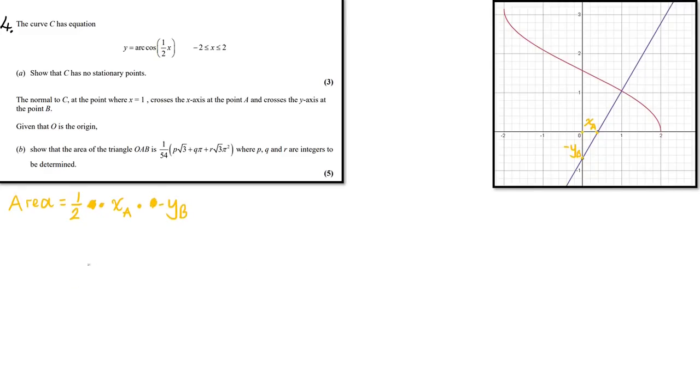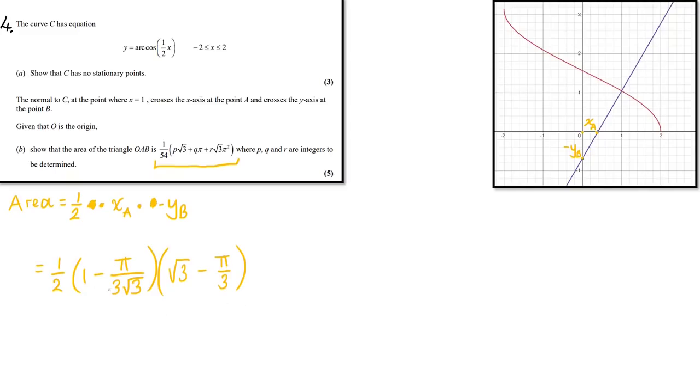So what I've got then is a half times xa, which we said was 1 minus pi over 3 root 3. And then we times that by minus yb. So essentially what we're doing is we're just changing the signs that we had before. So that's going to be root 3 minus pi over 3. From here now, there's loads of different ways you can get it into this expression here. Whichever way you find easiest, absolutely fine.